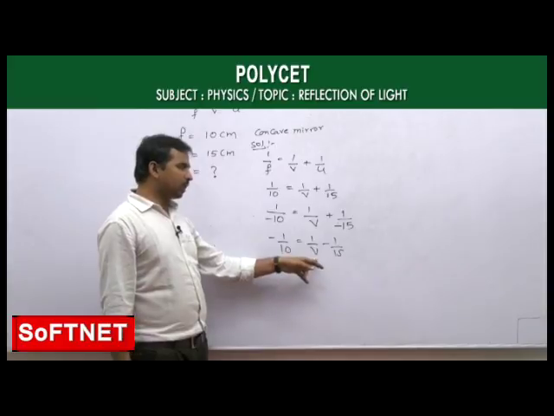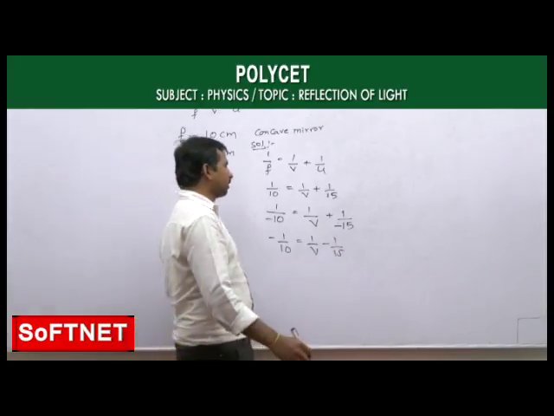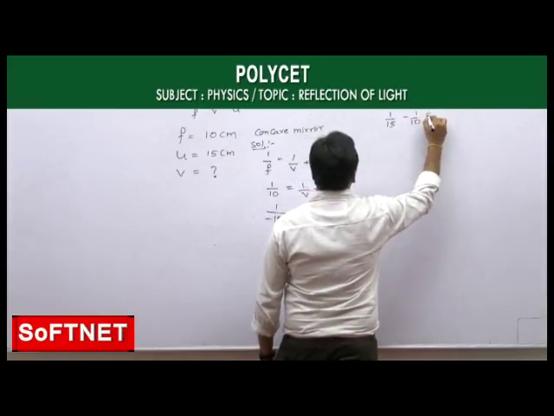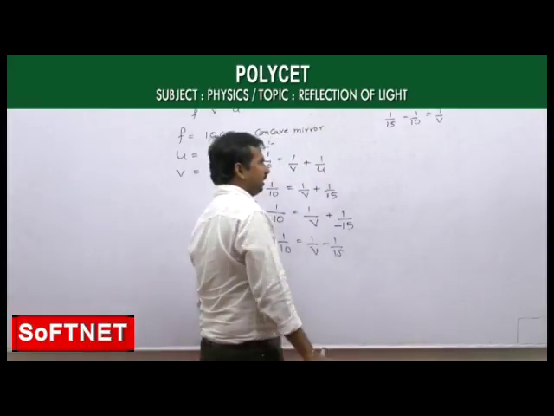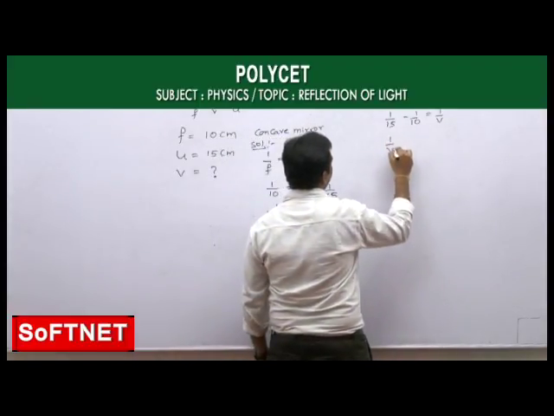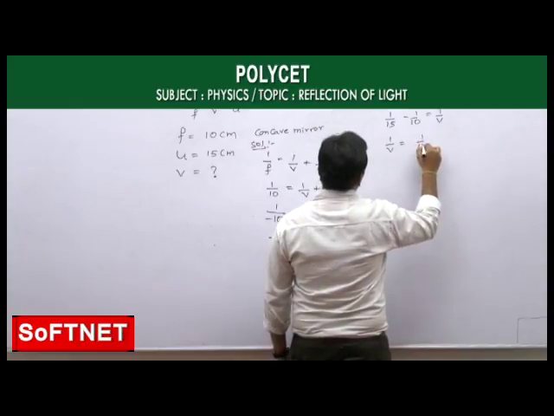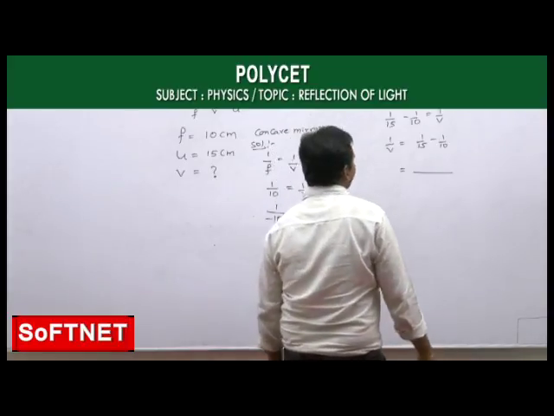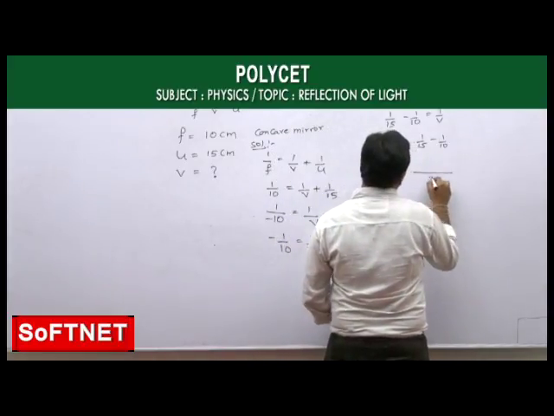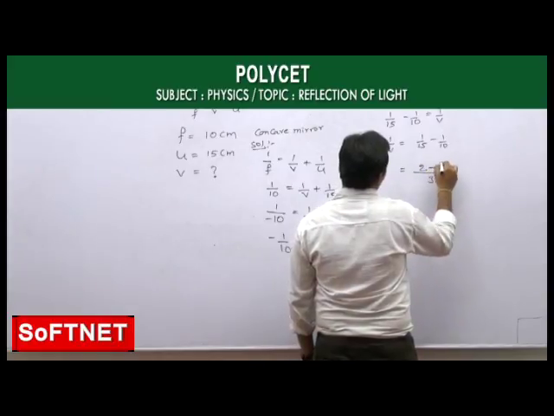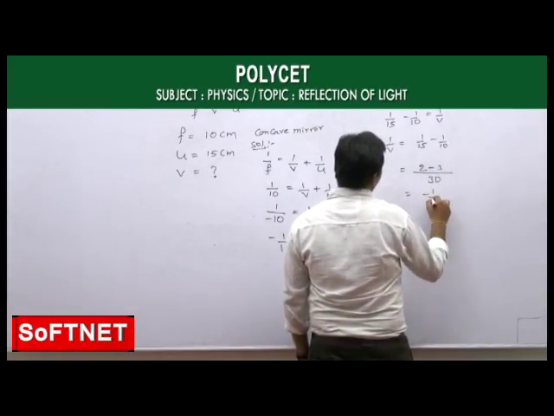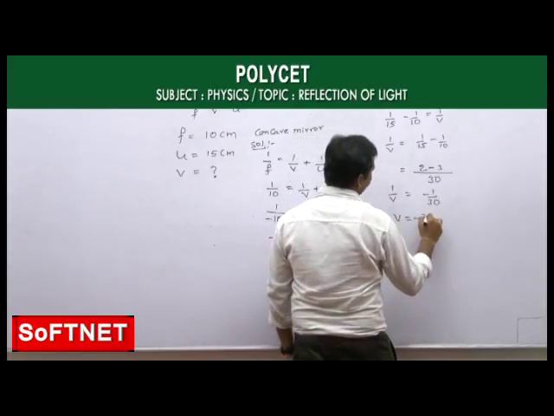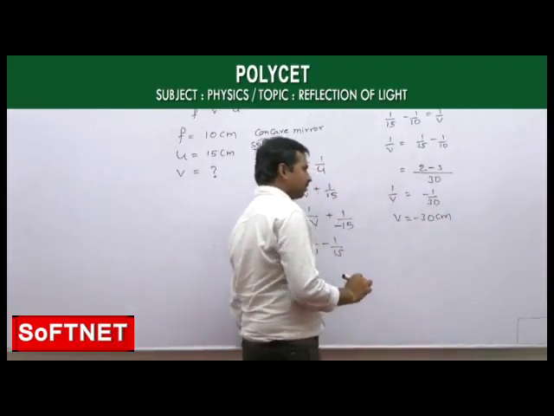Okay. Then what we need is the 1 by v value. So bring that 1 by 15 to this side. Then the minus becomes plus: 1 by 15 minus 1 by 10 is equal to 1 by v. Then for the image distance, 1 by v is equal to 1 by 15 minus 1 by 10. If you take the LCM of 15 and 10, you will get 30: 15 twos and 10 threes. So you will get minus 1 by 30, which is the 1 by v value. Then v becomes minus 30 centimeters.